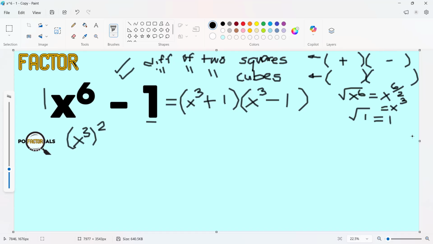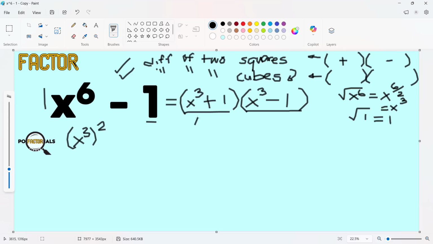Now, this is why this example is very unique, and I might use a lot of space at the bottom. By the way, if you're not convinced with that, use the FOIL method. x cubed times x cubed is x to the power of 6. This is positive x cubed, that's minus x cubed, so they neutralize one another. 1 times negative 1 is minus 1, so it's correct. The thing here next is that both of these binomial expressions actually fit the second one, a difference of two cubes, because x cubed is a perfect cube and then 1, as mentioned, is a perfect cube.